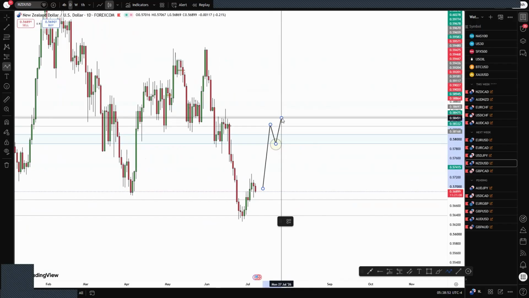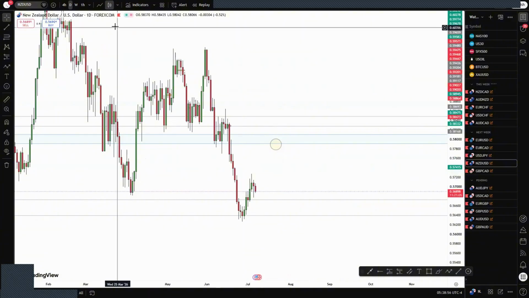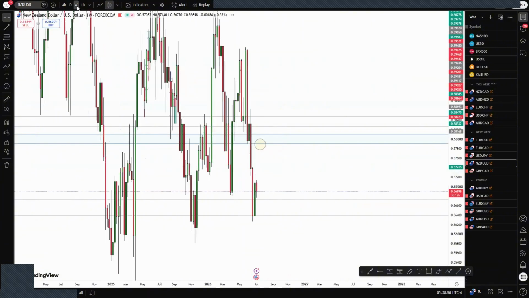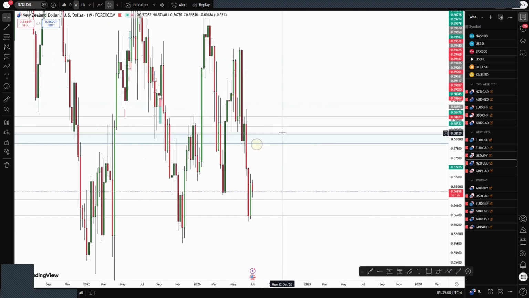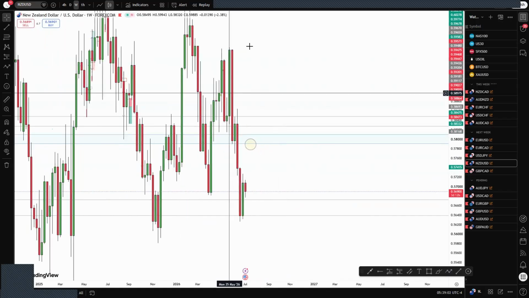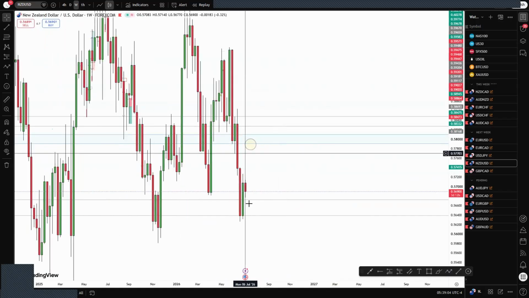But still we'll be looking for sales because the weekly low high is this one. Weekly low low.